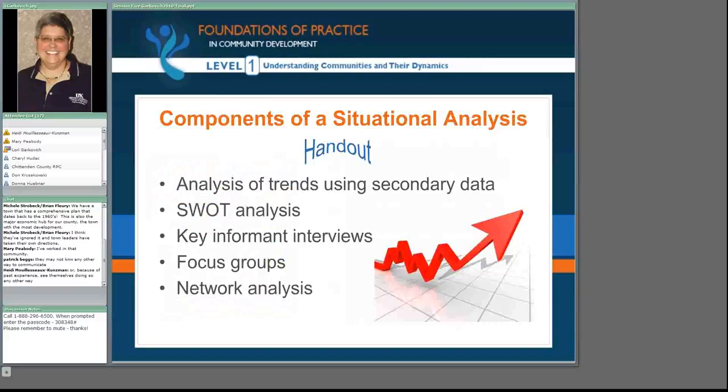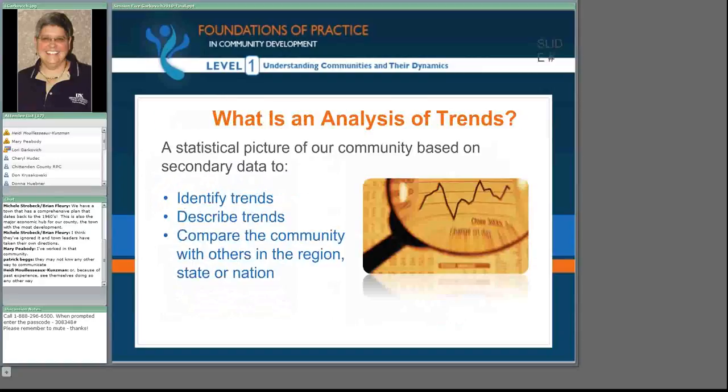We're going to look at 5 types of situational analysis: an analysis of trends using secondary data, SWOT analysis, key informant interviews, focus groups, and then one I hope you'll find really interesting and fascinating, called a network analysis. So the first one we're going to look at is analysis of secondary trends. And I think probably all of you have done this.